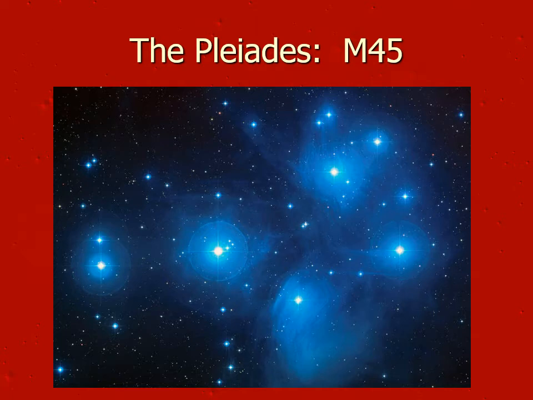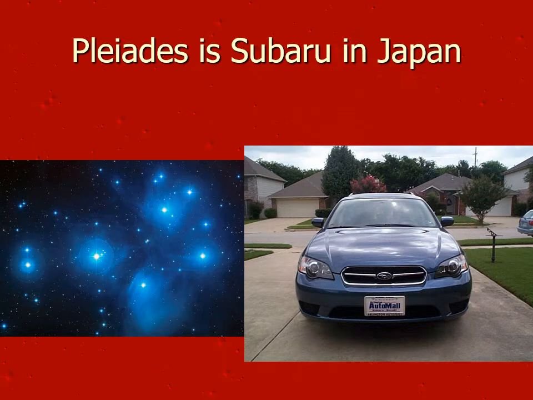And in Japan, they don't call this Pleiades. Pleiades are the seven muses. So these are sometimes called the seven sisters. That comes from Greek mythology. In Japan, of course, everything's named in Japanese, and so the Japanese name for this group of stars is Subaru. And so Subaru cars often have a stylized version of the Pleiades as the logo.